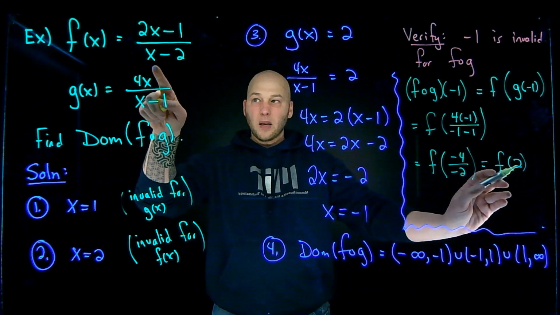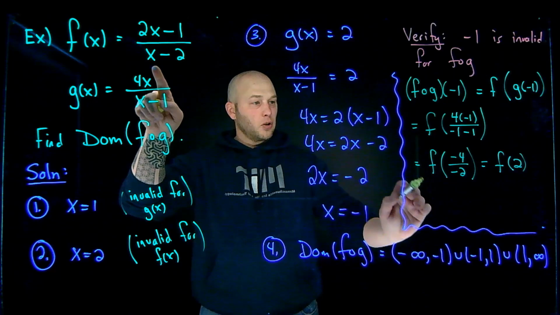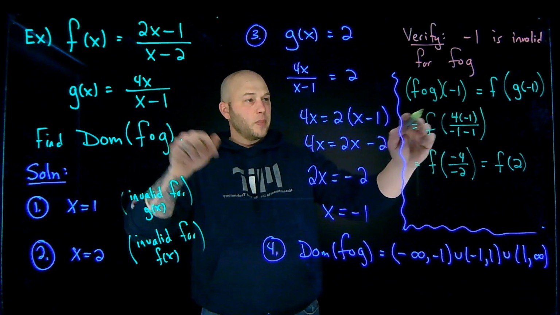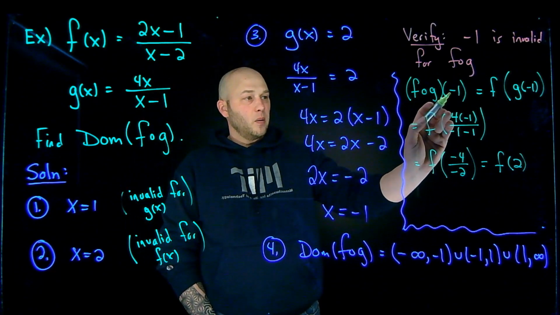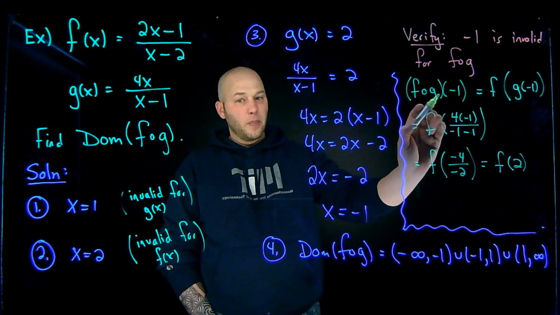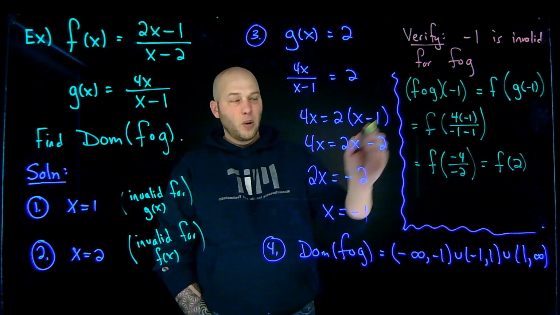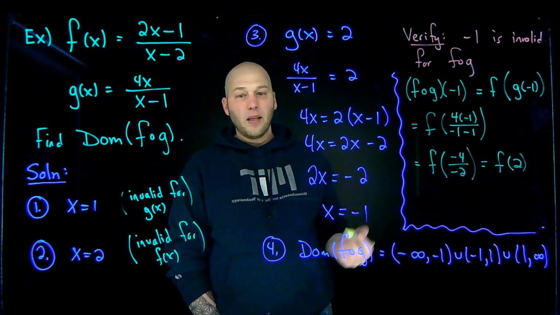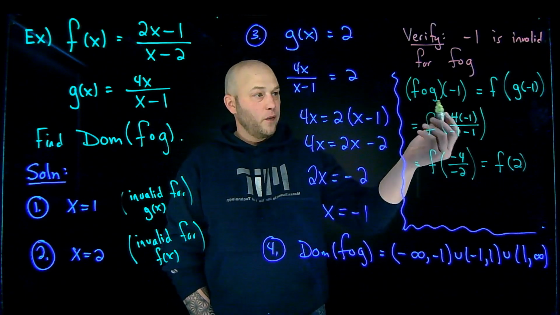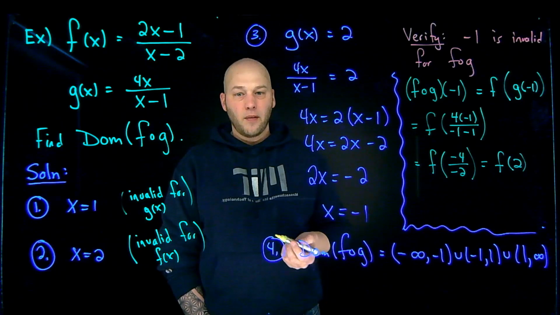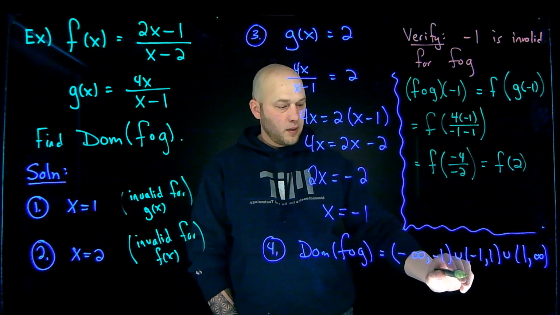Since 2 cannot get plugged into the function f, if I trace back to the beginning of this computation where I started by plugging negative 1 into this combination, the composition f composed with g, it led to that invalid input. So therefore, negative 1 is actually invalid for f composed with g, verifying that this is my domain.